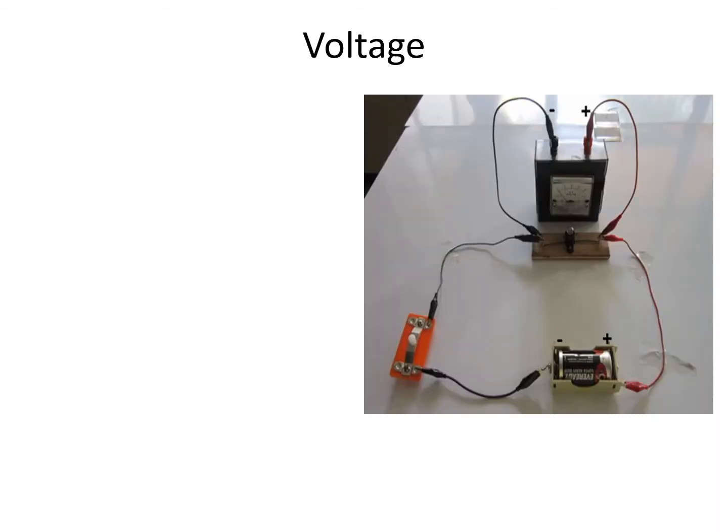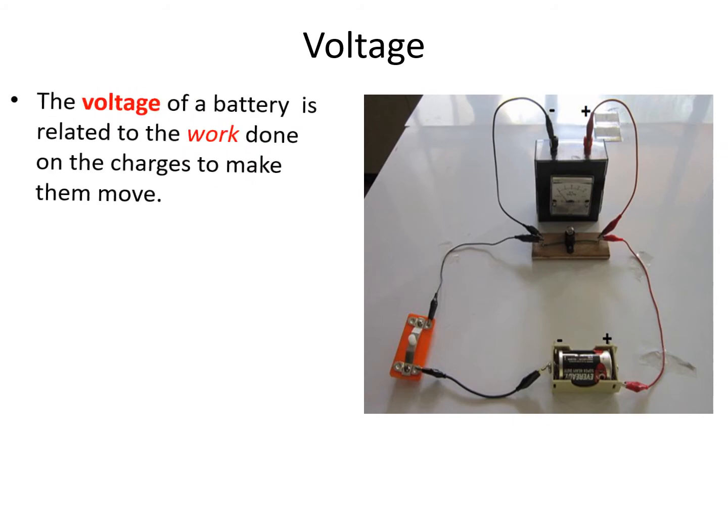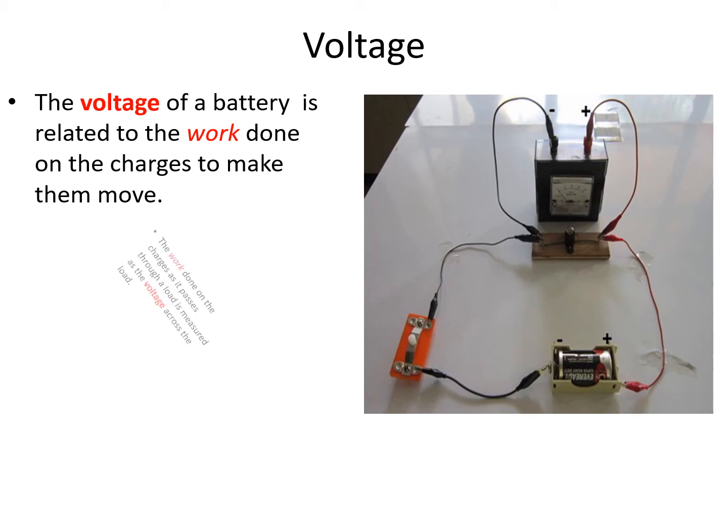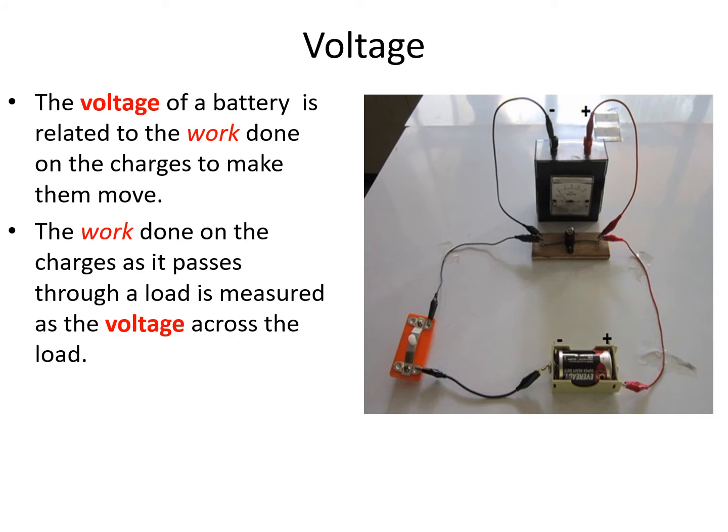Next is voltage. The voltage of a battery is related to the work done on the charges to make them move. In other words, voltage is responsible for pushing the electrons throughout the circuit. The work done on the charges as it passes through a load is measured as the voltage across the load. It is measured in volt, which has a symbol of capital letter V.